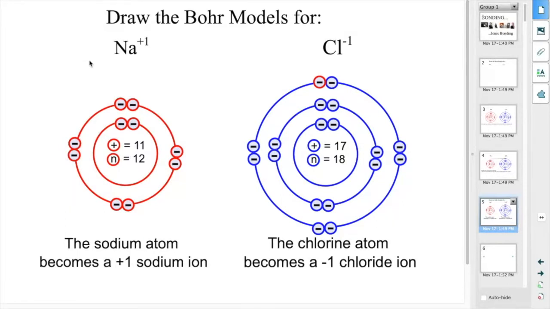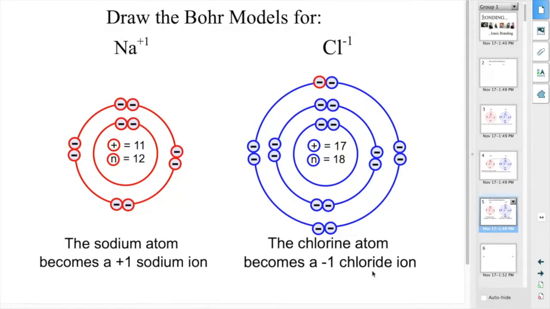when you lose an electron, you become a +1 charge, because there are 11 positives in the nucleus and only 10 negatives out here, so that's going to leave you with a net charge of +1. The chlorine has gained an electron and become a -1 ion, because it started out with 17 electrons and 17 protons, and now it has 18 electrons, and that makes it a -1 chlorine ion.